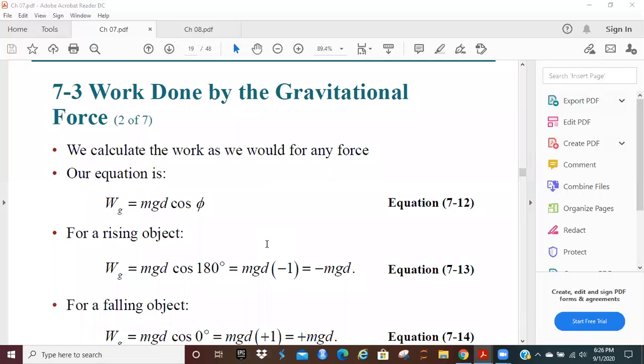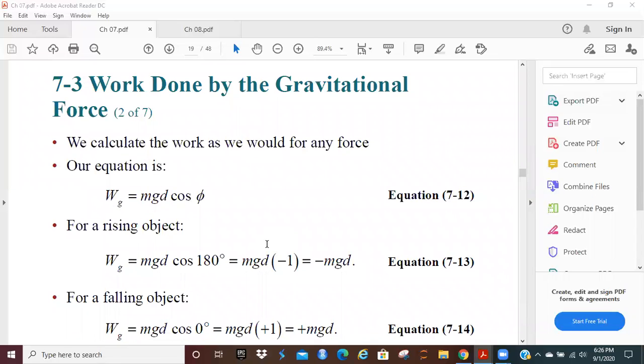Okay, so work done by a gravitational force. We're going to calculate the work as we would for any force. Our calculation here for the work done by gravitational force is going to be mgd cosine theta. If you go back and look at the definition of work, it's going to be the dot product of force and distance. So in this particular case, the force part of equation 7.12 there is going to be what?